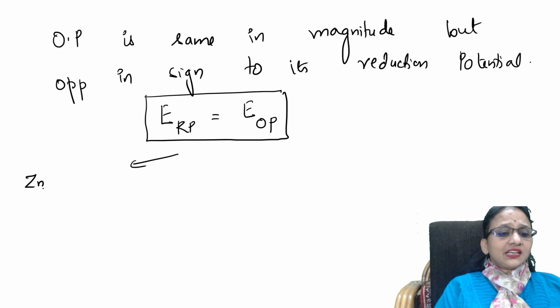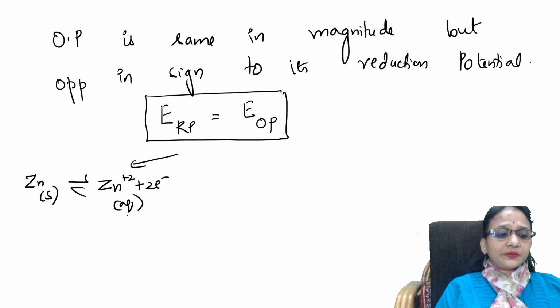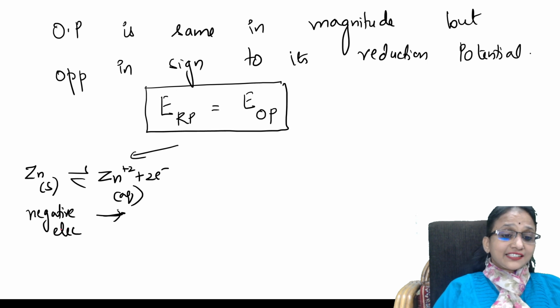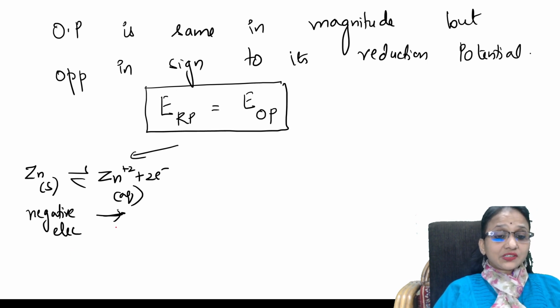See here, solid zinc is getting converted to Zn2+ plus 2 electrons. This is in an aqueous medium. This is loss of electrons, no students? This happens at the negative electrode, which is nothing but the anode. As we know, zinc is a negative electrode. There is always loss of electrons, that means oxidation is happening. So at this electrode, we call this oxidation potential.